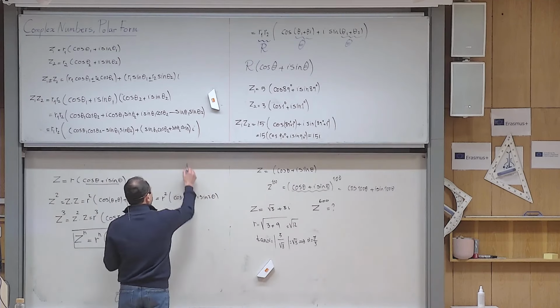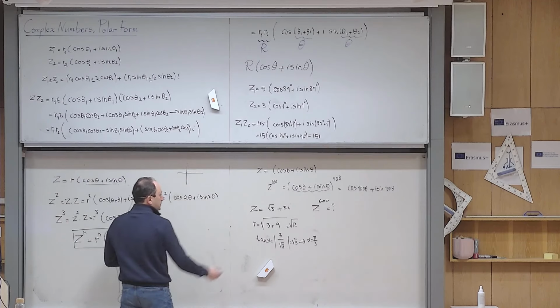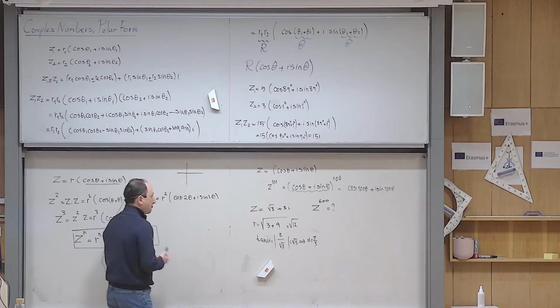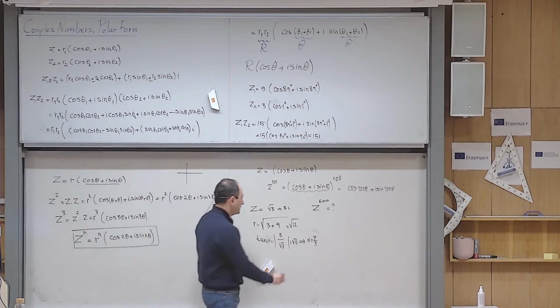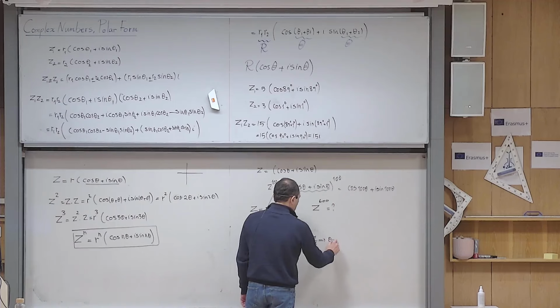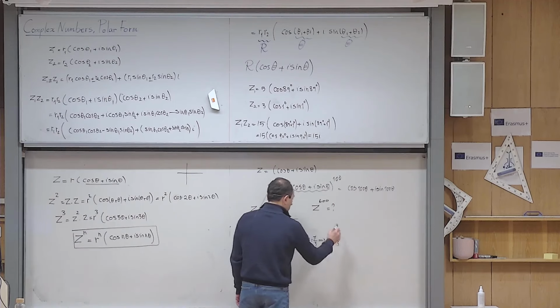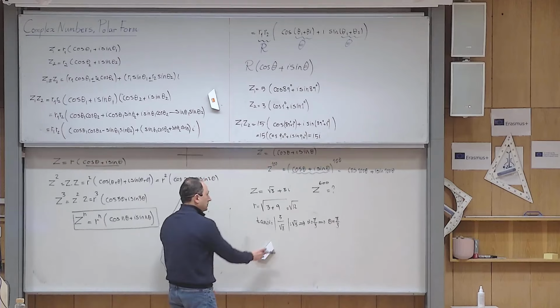So do you remember this picture here? In which quadrant is this number? The first. In the first quadrant, theta and alpha are the same, if you have that diagram in your notebook. So this means that theta is the same as alpha. Okay, so everything is ready.